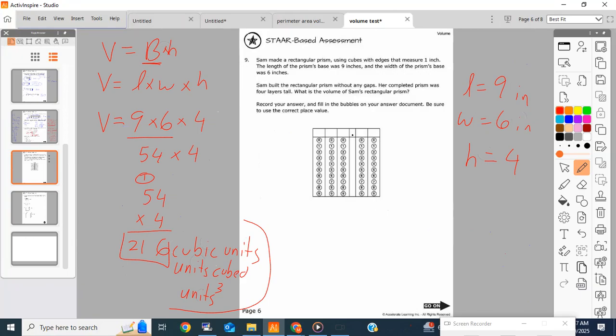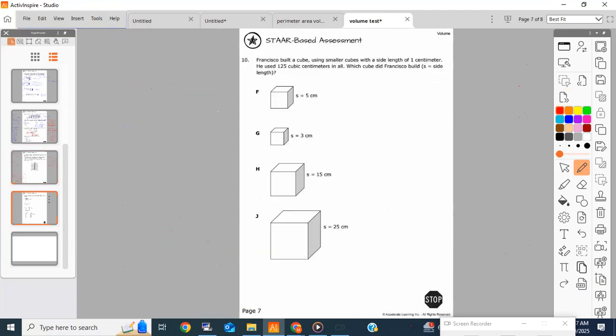That's number 9. We only have one more. All right, let's knock this one out. Francisco built a cube using smaller cubes with a side length of 1 centimeter. He used 125 cubic centimeters in all. 125. Which cube did Francisco build? So if he used 125 cubic centimeters, that means that the volume is 125.